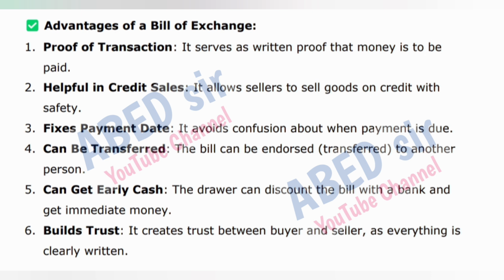4. Can be transferred. The bill can be endorsed, transferred to another person. 5. Can get early cash. The drawer can discount the bill with a bank and get immediate money. 6. Builds trust. It creates trust between buyer and seller, as everything is clearly written.